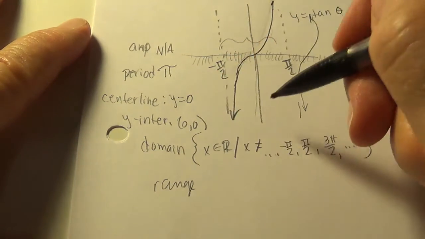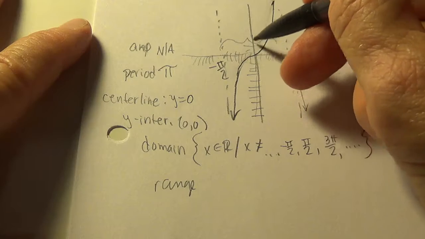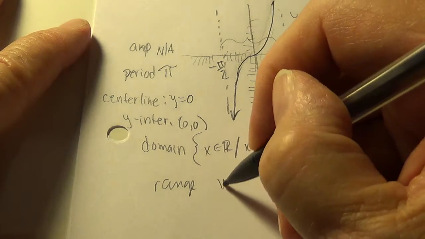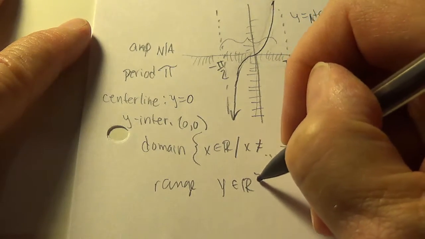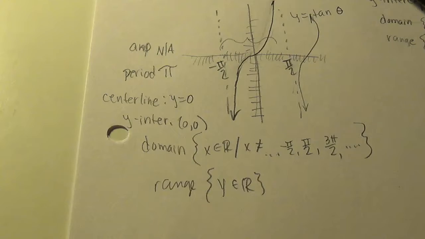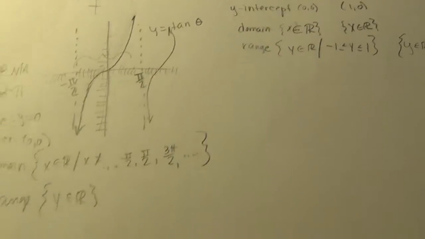What values for y? Any value for y that I put in here, if I go left or right, I'm going to touch the graph. So y is an element of the reals, which tells the reader all real numbers. Be able to answer questions like that, and we'll be good.